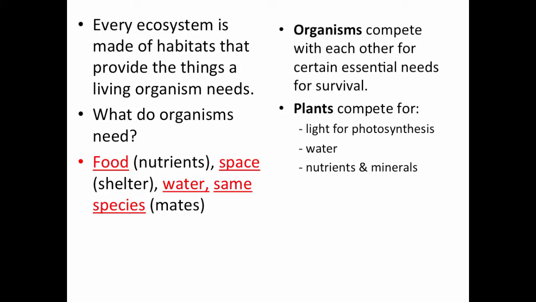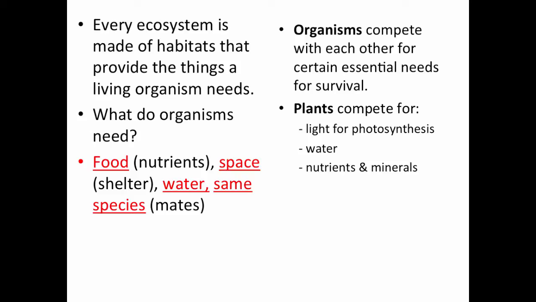Every ecosystem is made up of habitats that provide things a living organism needs. So, what do organisms need? We need food for nutrients and energy. We need space for shelter, water, and we also need the same species so that we can mate and reproduce to pass on our DNA. Organisms are going to compete with each other for these essential needs for survival.